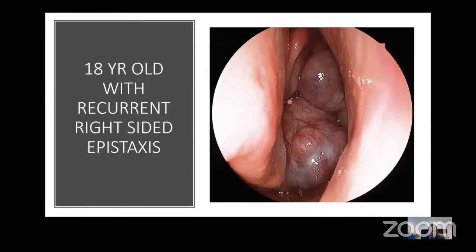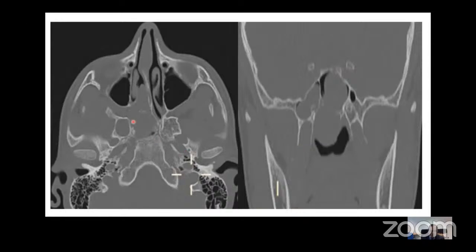Moving on, here is an 18-year-old patient with recurrent epistaxis on the right side. One can see a lesion, and it appears to be rich in blood supply. It appears vascular. And when we do a CT scan, we can see a lesion in the axial view, filling the nasal cavity, extending posteriorly. There is also widening of the pterygopalatine fossa. The mass also seems to extend and involve the sphenoid sinus and also the postnasal space.